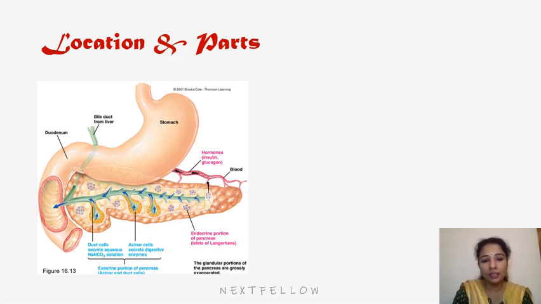And if you see the length of the pancreas, it is approximately around 15 to 25 centimeters in length, and weighs around 16 to 120 grams approximate weight. So the pancreas is both exocrine and endocrine gland.